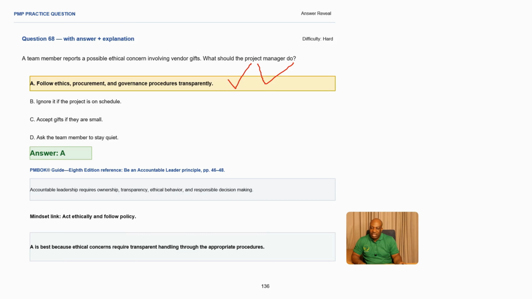So you need to follow ethics because this team member is raising ethical concerns because of gifts. What is our reference in the PM book? Be an accountable leader. What does it say? Accountable leadership requires ownership, transparency, ethical behavior, and responsible decision making. So what is our best mindset to apply to this scenario? You need to act ethically and follow policy, which is exactly what we have here. You need to follow ethics, procurement, and governance procedures transparently. Making A the best answer because ethical concerns require transparent handling through appropriate procedures.